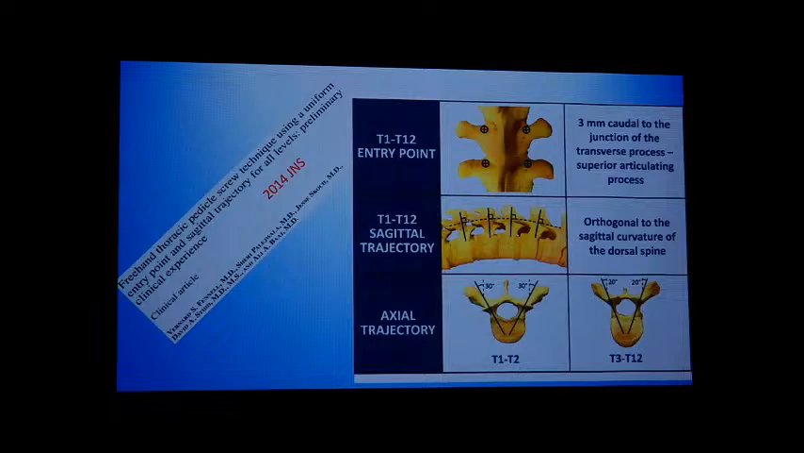So when you have so many different start points, it can get a bit confusing. So in 2014, Fennell and their group published an article which gave a very simplified version of the start point and the axial trajectory. Now, for all T1 to T12, you take a point 3 millimeter below this notch. This notch is the junction of the transverse process and the superior articular process. So you take 3 millimeter below that. That is the start point for all the levels.